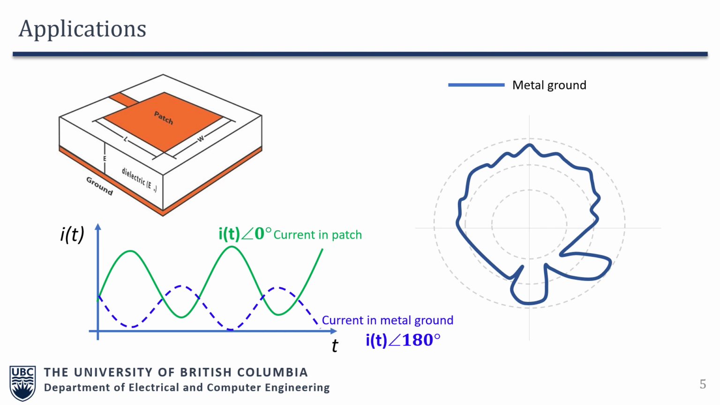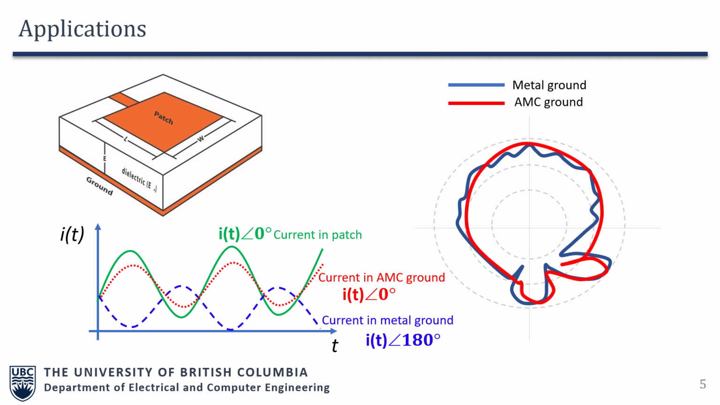So what happens if I replace this ground plane with AMC ground? Because we know that AMC does not change the reflected wave's phase. So by exploiting this behavior, we can prove that if we employ the ground as an AMC surface, then we would have the current on the AMC ground in the same phase as that of the patch antenna. So that would mean the radiation will not have those tiny ripples. So the radiation plot would be much cleaner.